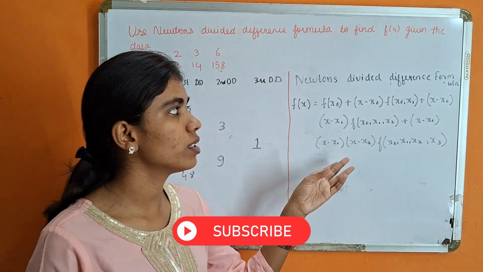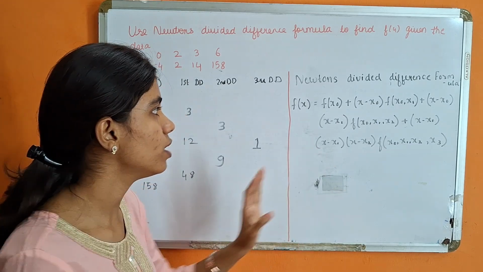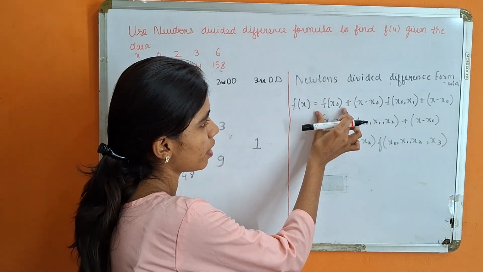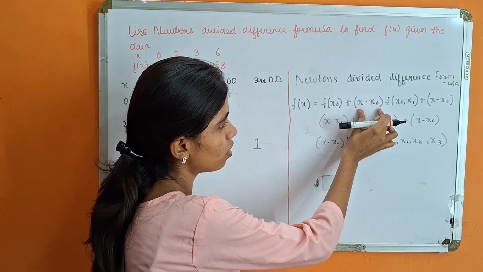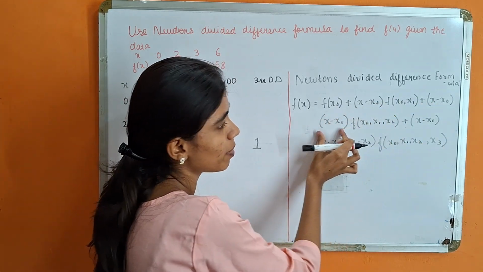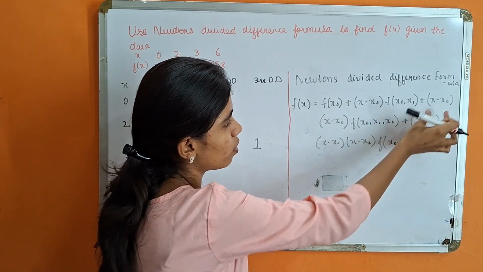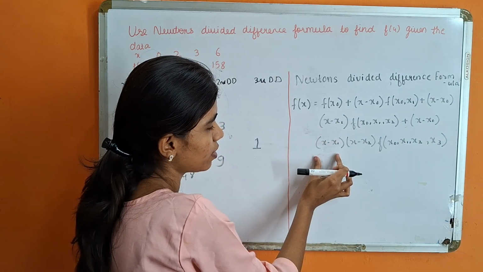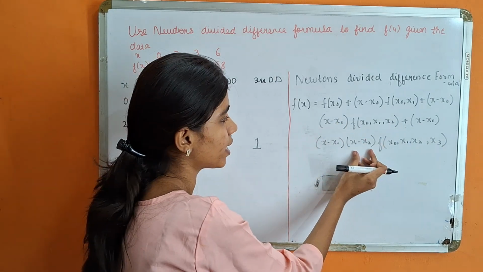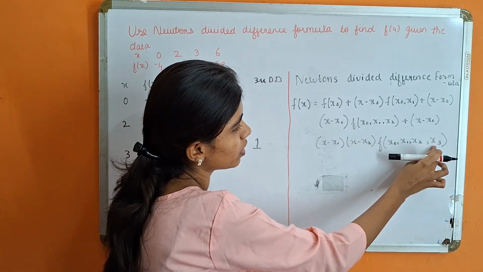So this is your Newton's divided difference formula. I'll explain the formula once. See, first we have taken f of x naught, then x minus x naught, then with x naught we have to add x1, then x minus x naught, then x minus x1, then with x naught x1 we are going to add x2, plus now x minus x naught, x minus x1, and again x minus x2, and then in the last we have x naught, x1, x2, x3.